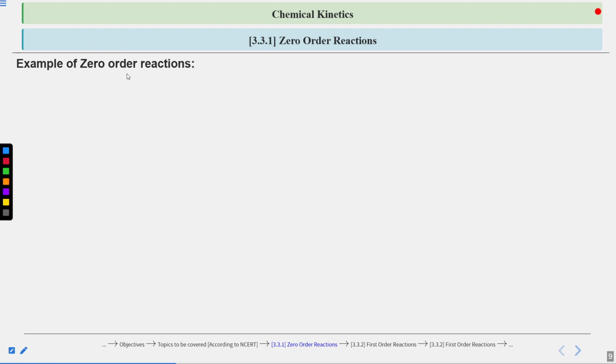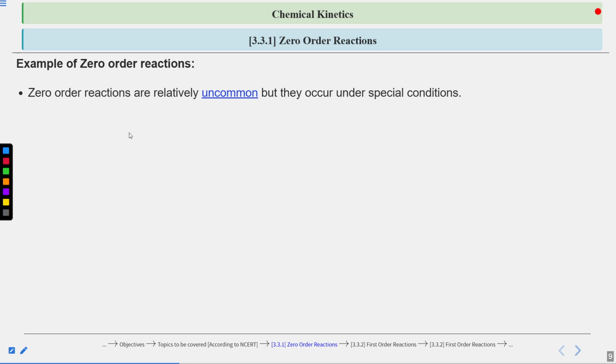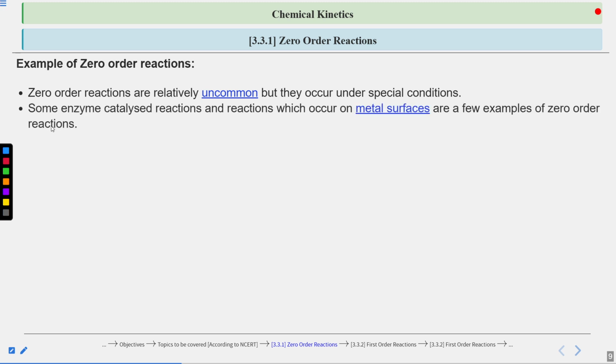Now let's see examples of zero order reactions. Zero order reactions are relatively uncommon, but they occur under special conditions. As it is a zero order reaction, they are relatively uncommon. You cannot find them commonly everywhere, but they occur under special conditions. Some enzyme catalyzed reactions and reactions which occur on metal surfaces are a few examples of zero order reactions.